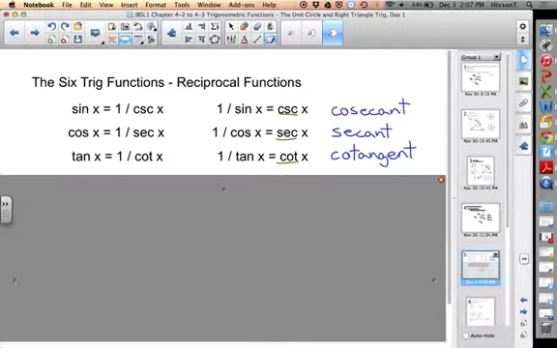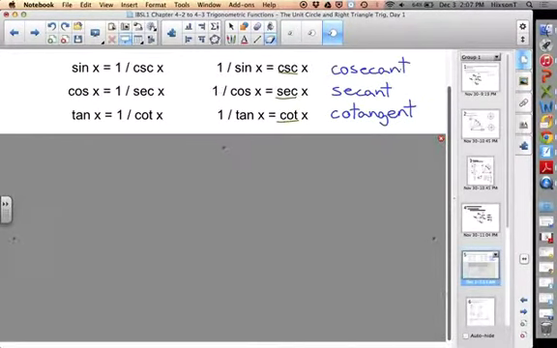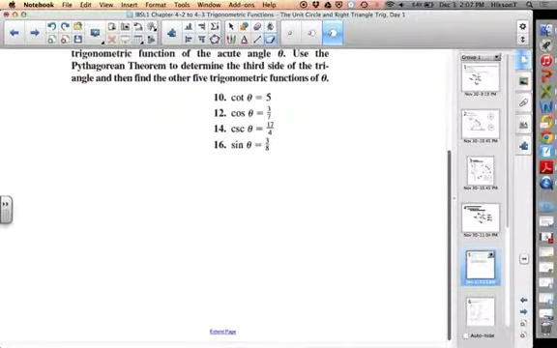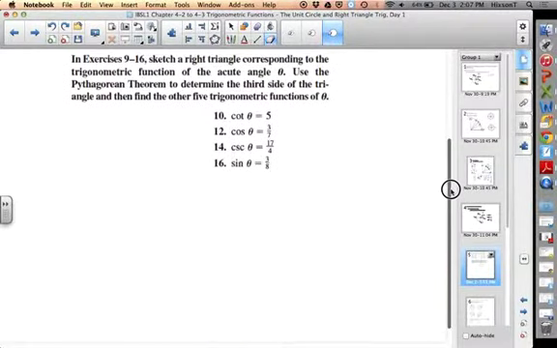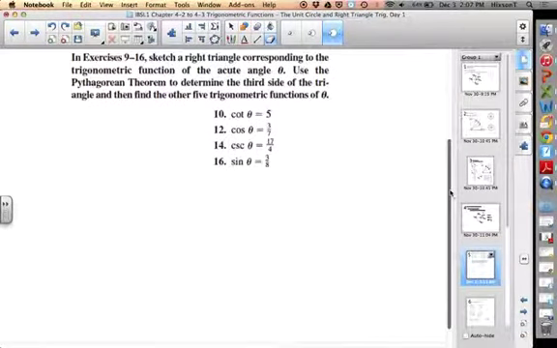One of the things we're going to do is look at how, if we're given one value of a trig function, we find the other five. It actually is a little simpler than you might think. To do this, we're going to look at a section from the homework. I gave you 9 through 15, the odds, in this section, so we're going to look at a couple of the evens. Let's take a look at the directions and see how we would approach this problem.